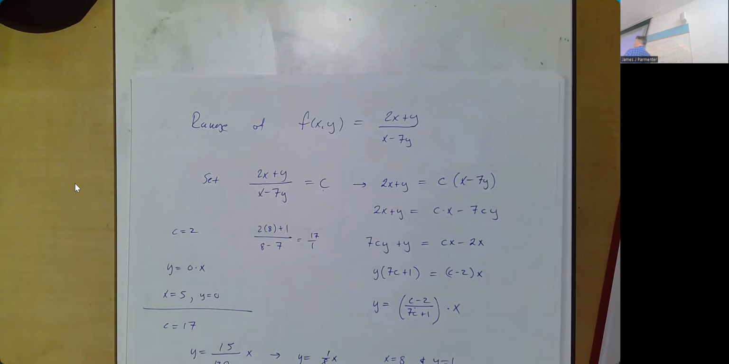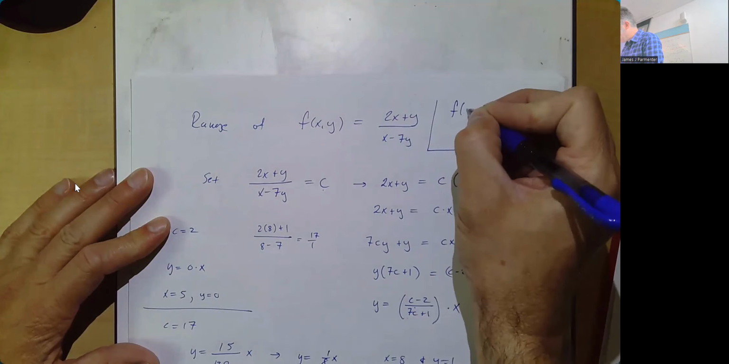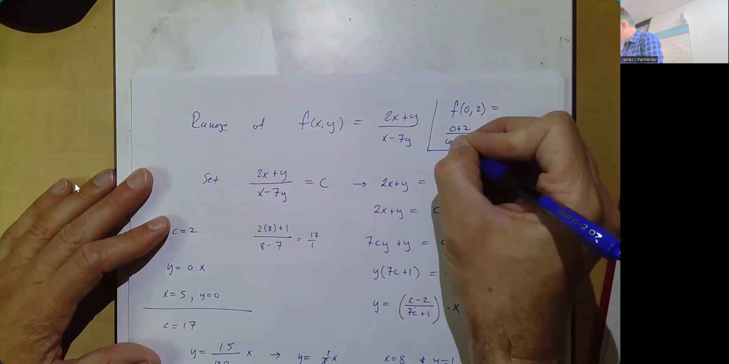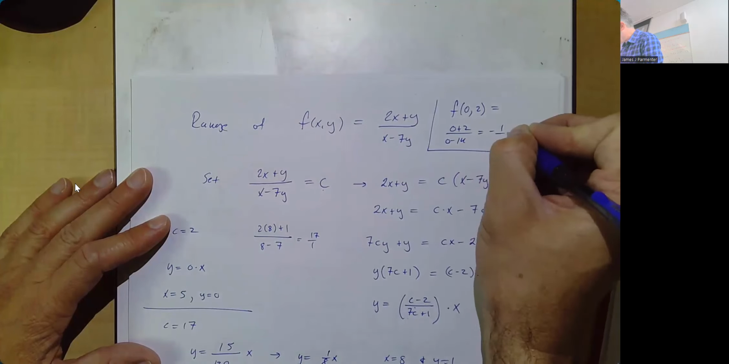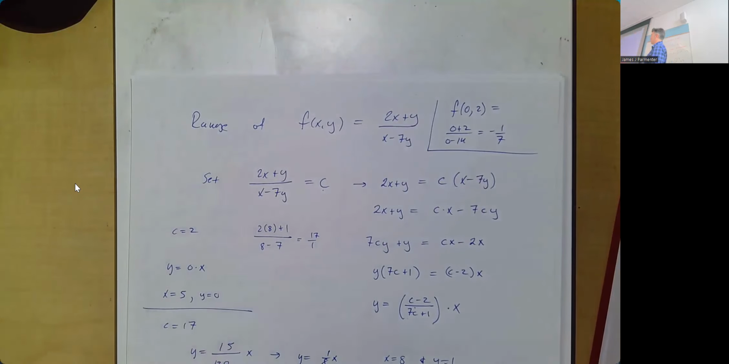If you want to show something's in the range, one way of doing it is picking an x and a y that, when you plug them in, spit out that value. And that is a valid way of showing that negative 1/7 is in the range. So for example, here, I could say f of (0, 2) is 0 plus 2 over 0 minus 14, which is negative 1/7. And that shows that negative 1/7 has to be in the range because I found values of x and y in the domain that give me that value.